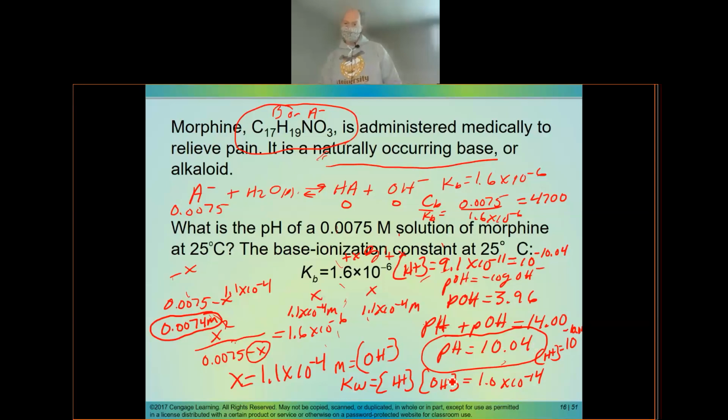You could also use the Kw to get your concentration of H plus, and then take the negative log of that to get your pH. Either way, your pH is 10.04, and both ways are basically the same exact thing.